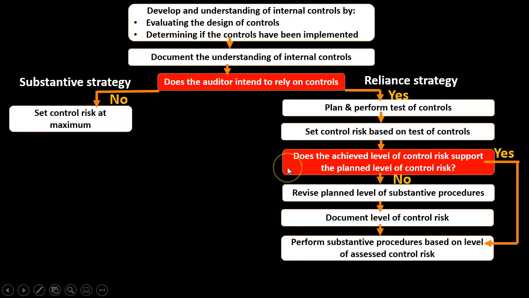If, on the other hand, going back up to this red item, we asked this question, does the achieved level of control risk support the planned level of control risk? If the answer is yes, it does, then we're going to rely on those controls, and we'll go forward and go straight down to perform substantive procedures based on the level of assessed control risk that we have determined.